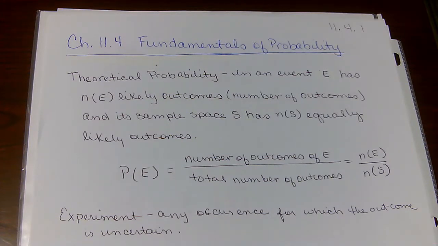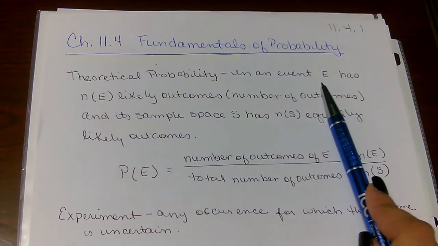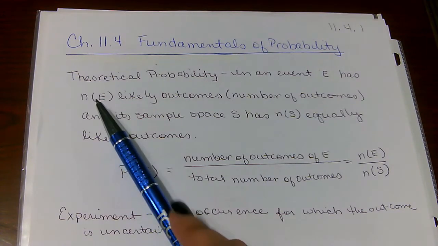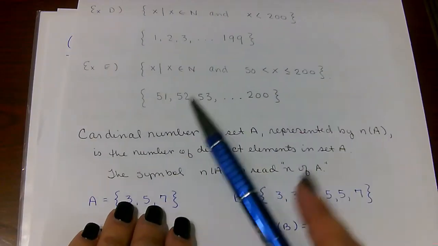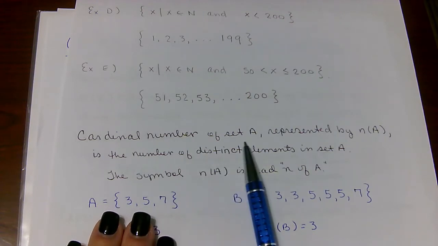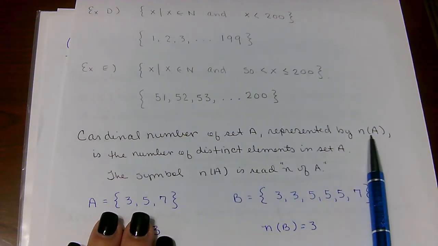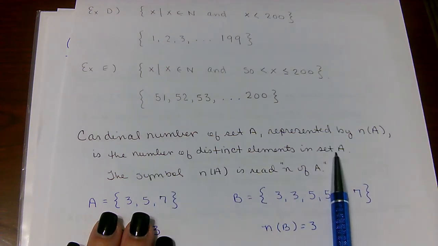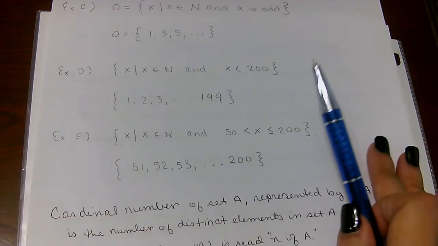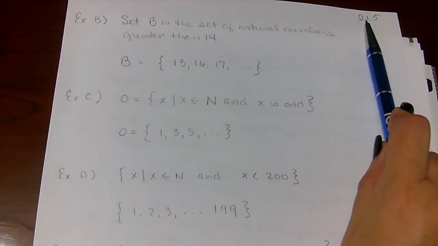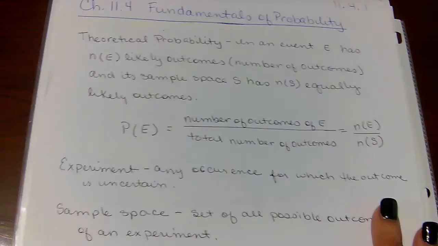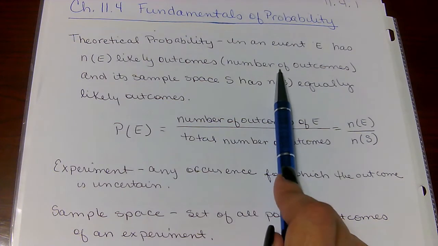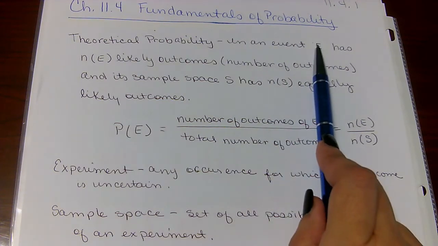It says, in an event, we'll call that event E, remember that this is called the cardinal number. If you go back to our first unit, a cardinal number is a set that is represented by this particular notation, and it's the number of distinct elements in that particular set. This is from Chapter 2, Section 1, page 5 of our notes. So the cardinal number is the number of possible outcomes within that set.